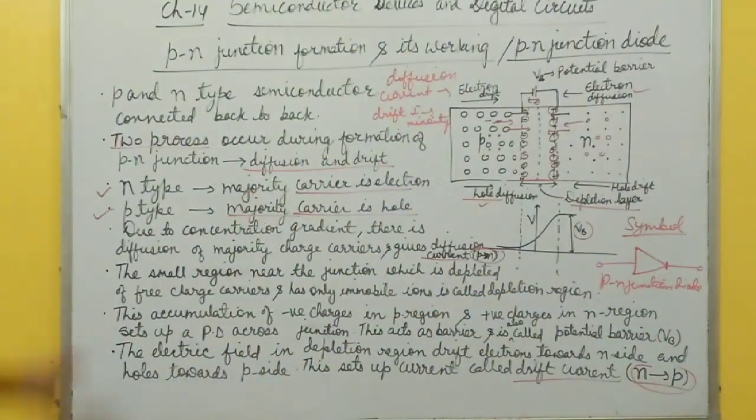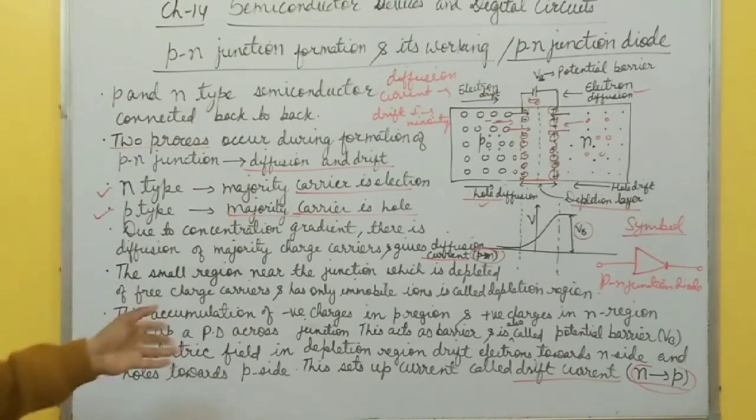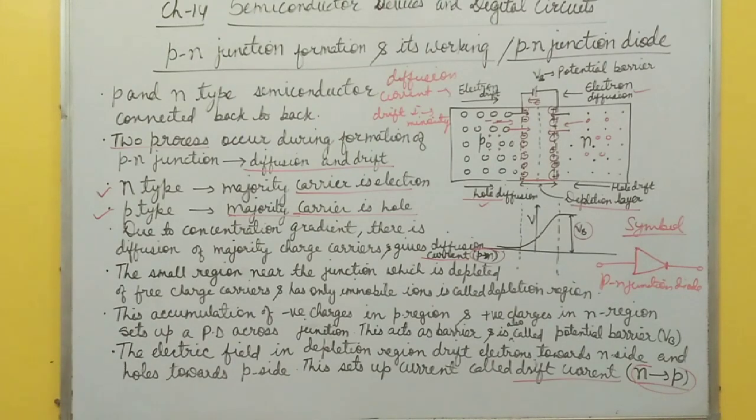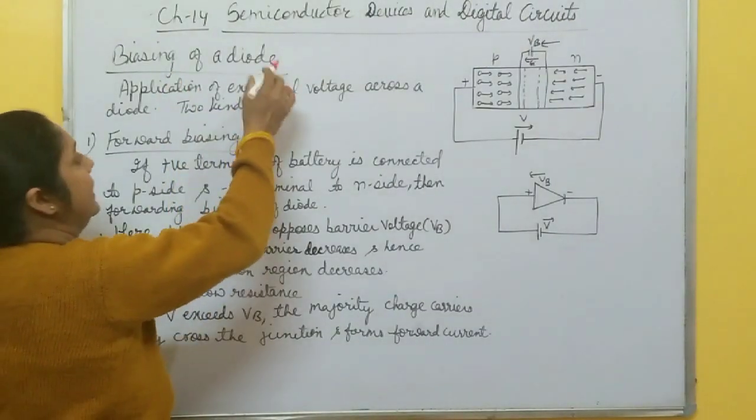So you have to write all these key points, what happens during PN junction formation and what are the different regions formed during this. Okay, please take a screenshot of this. Then we will move to the next topic. Now, biasing of a diode.